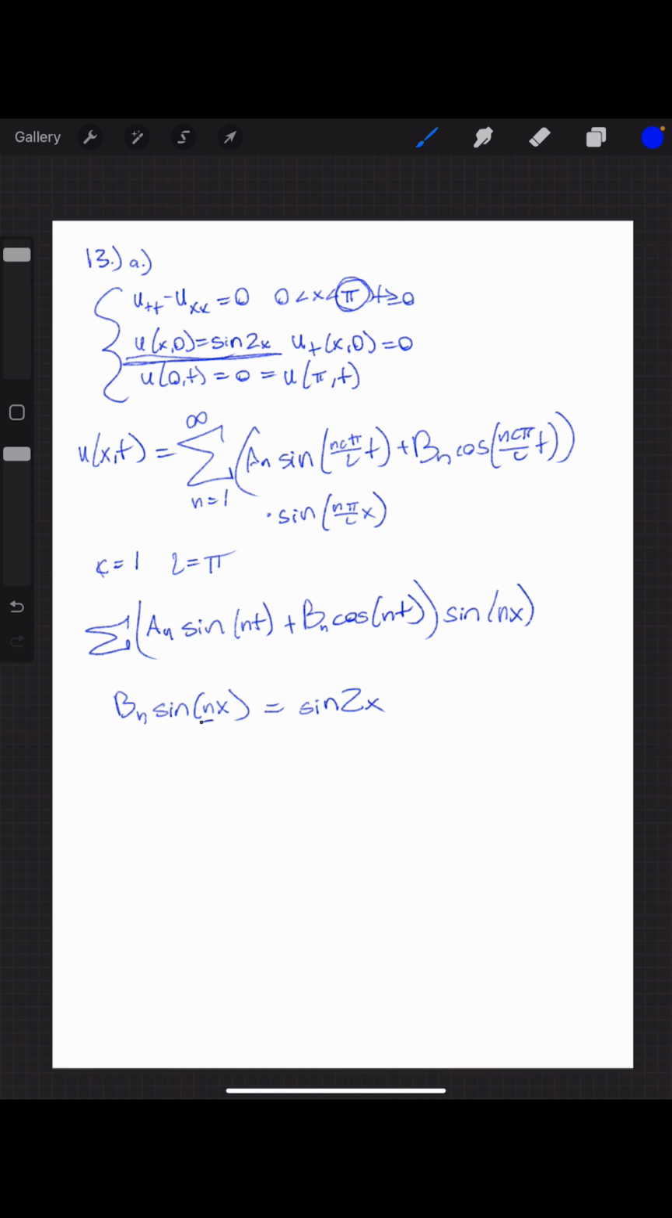Now, n equals 2. So when n is 2, so b_2, there's a coefficient of 1 in front. So b_2 is going to just be 1.